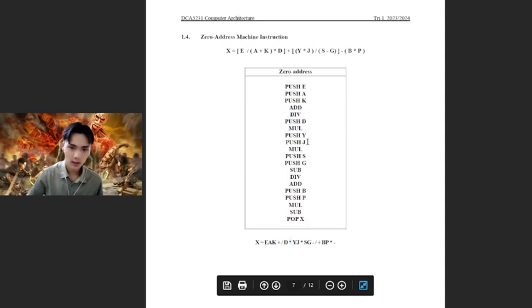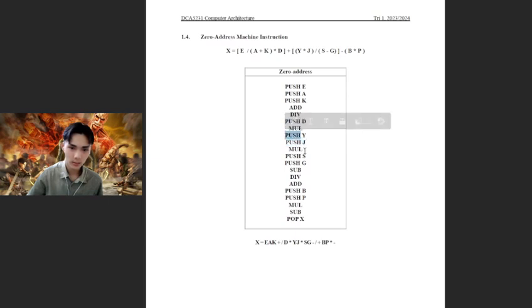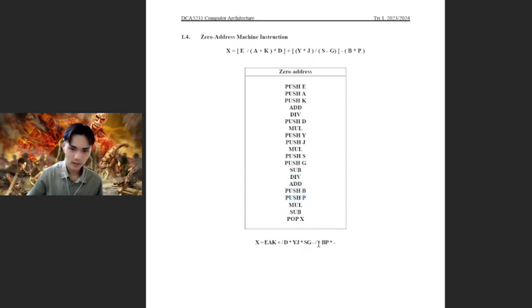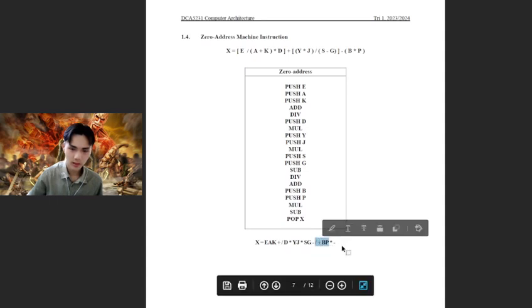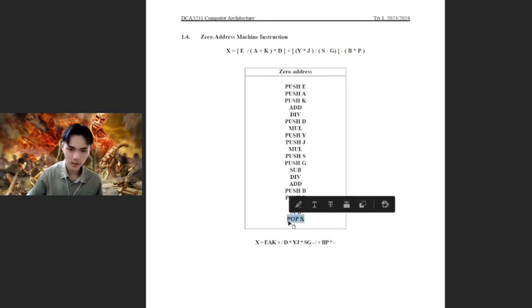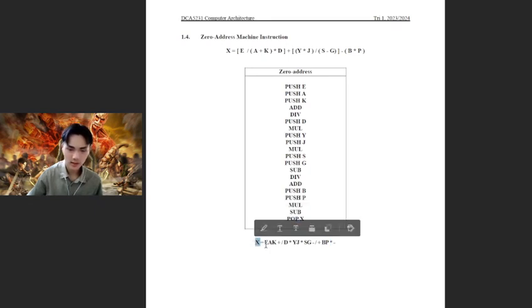Then after that, we push Y and push J, and we multiply. Then push S, push G, subtract. And we later divide, add, push B, push P, which is here. Then we multiply and we subtract it, and pop X, which means we put all of these into the X variable.